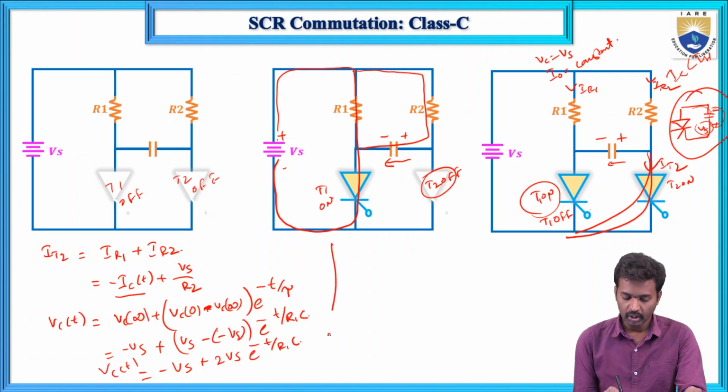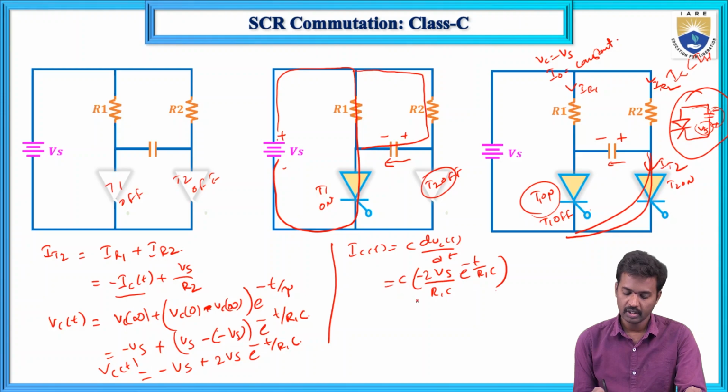Now what about IC(t)? IC(t) equals C dVC(t)/dt. Taking the derivative with respect to t, the constant term is 0, and we get 2Vs/R1 times minus e^(-t/(R1·C)). So IC(t) equals minus 2Vs/R1 e^(-t/(R1·C)).